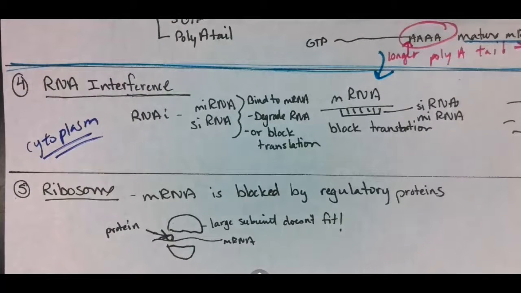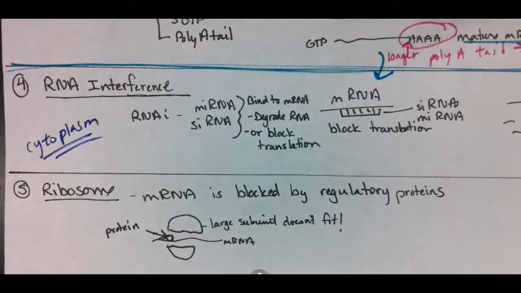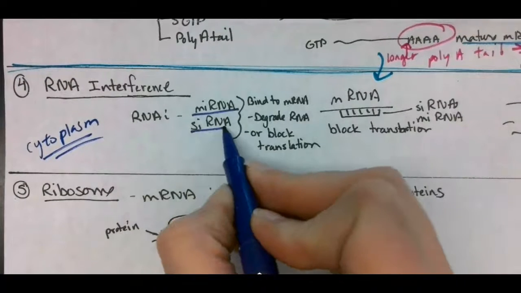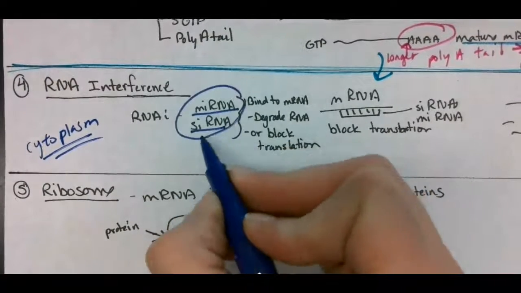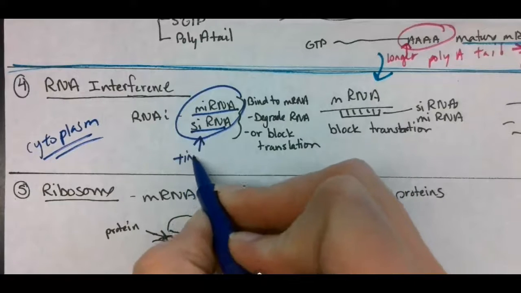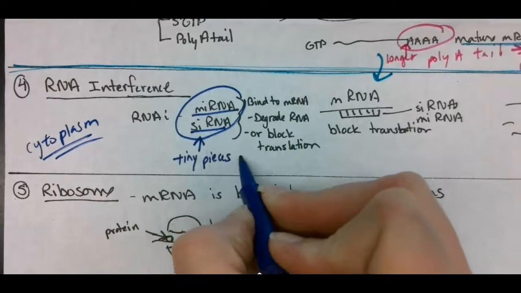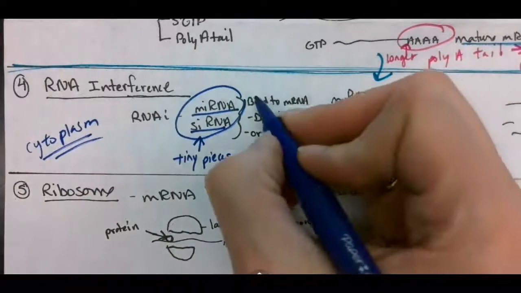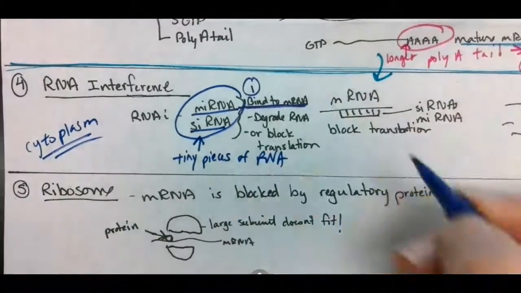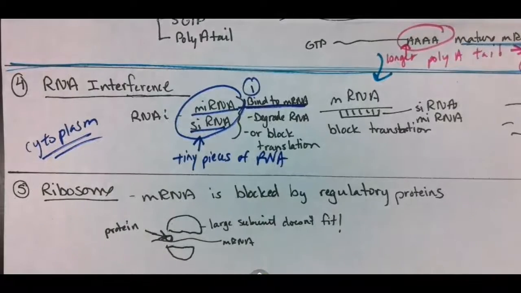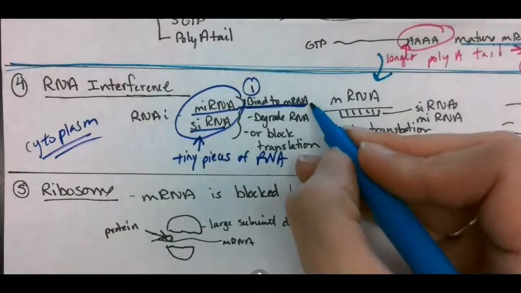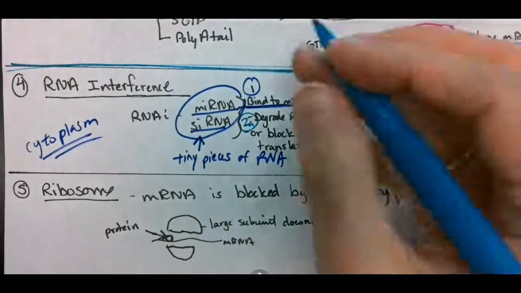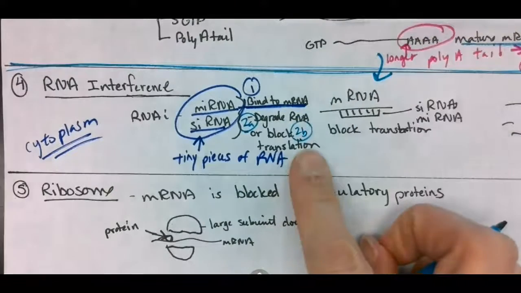In RNA interference, there are a couple types of tiny RNA. They're called microRNA or siRNA. MicroRNA and siRNA are tiny pieces of RNA. They can do a couple things. First of all, they all bind to mRNA. After they bind to mRNA, two things can happen. Either 2A, they can degrade the mRNA, or 2B, they can block translation.